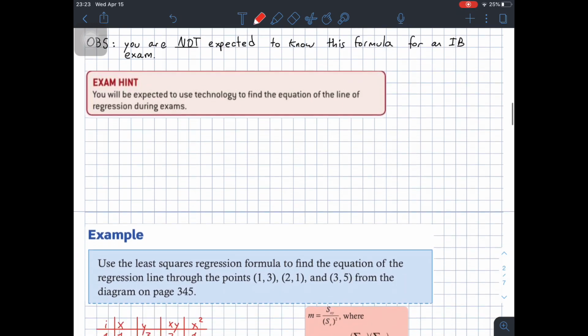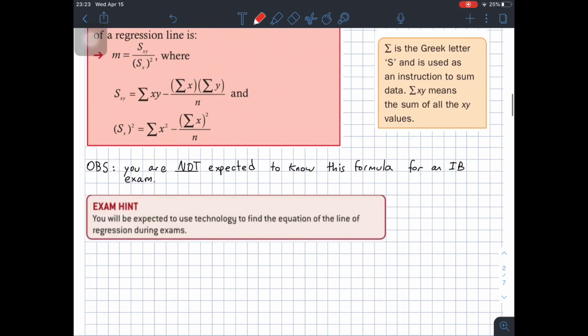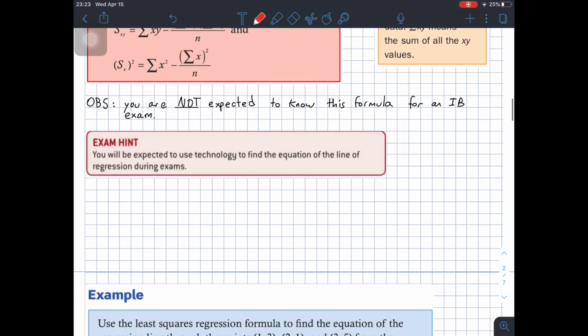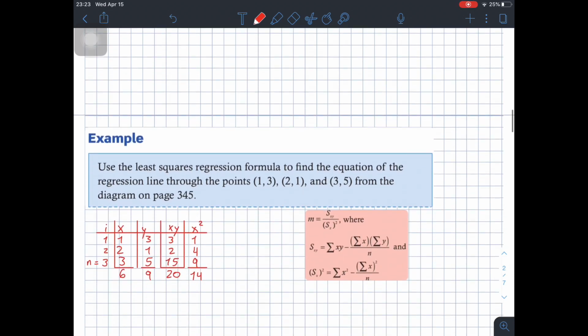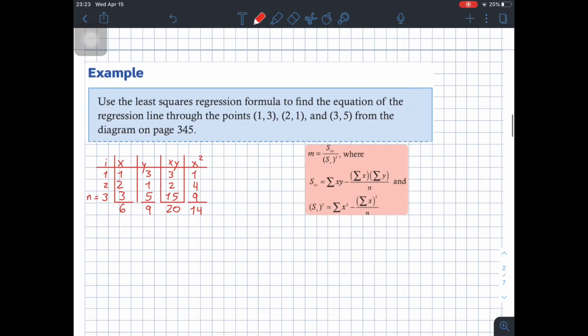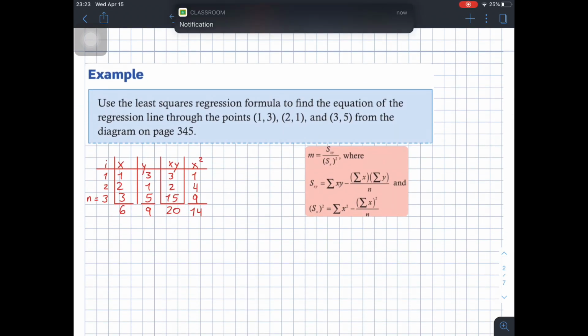Okay, so let's see one example where we're going to apply these formulas for the first and only moment in your life, and you're going to see that it's pretty easy. So this is a very simple example. It says, use the least square regression formula to find the equation of the regression line through these points: (1, 3), (2, 1), and (3, 5).